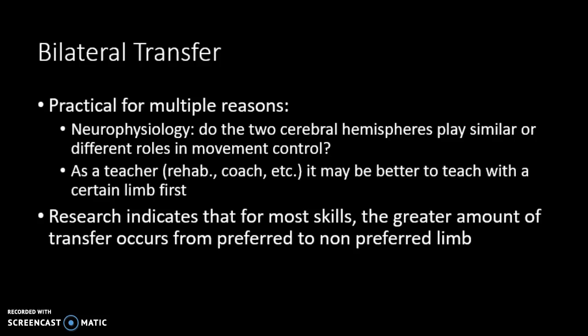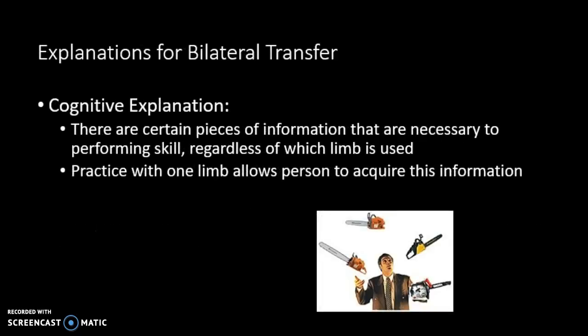The neurophysiology behind it looks at whether the two cerebral hemispheres play similar or different roles in movement control. And as a teacher, we have to think it may be better to teach with a certain limb first. Then the final explanation for bilateral transfer is the cognitive explanation. There are certain pieces of information necessary for performing a skill, regardless of which limb is used, so practice with one limb allows a person to acquire this information.